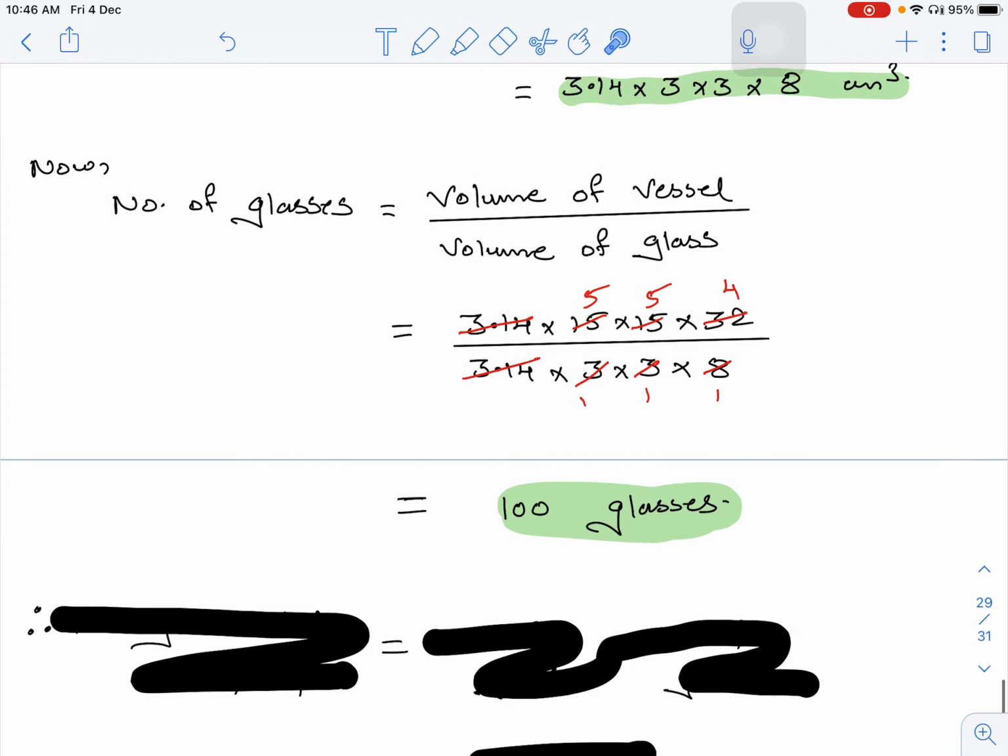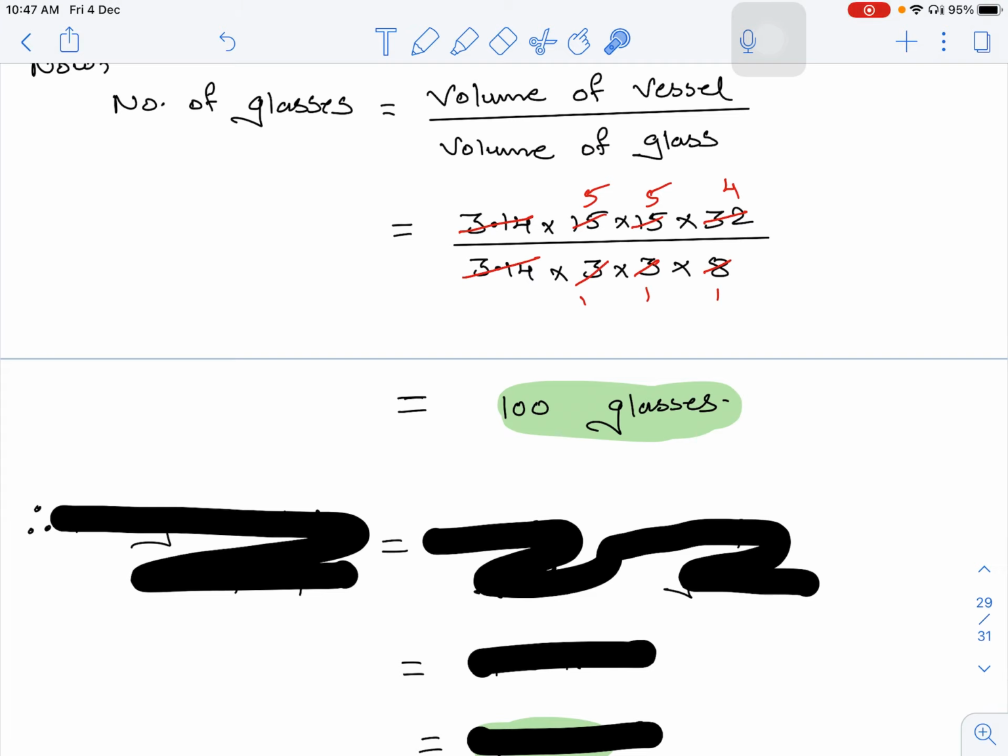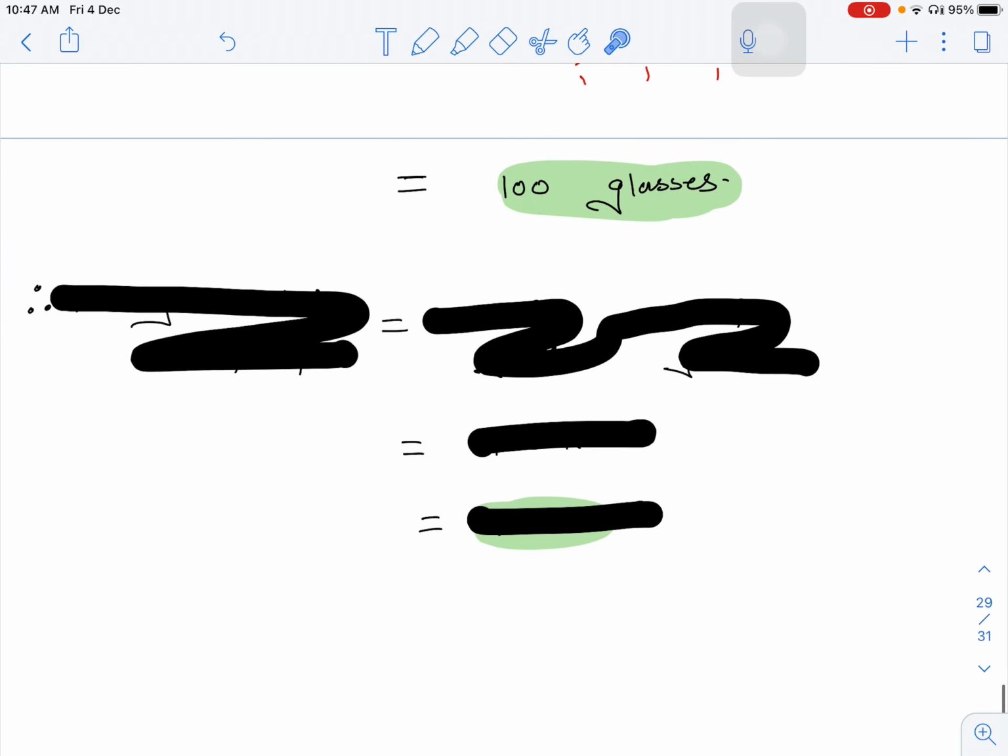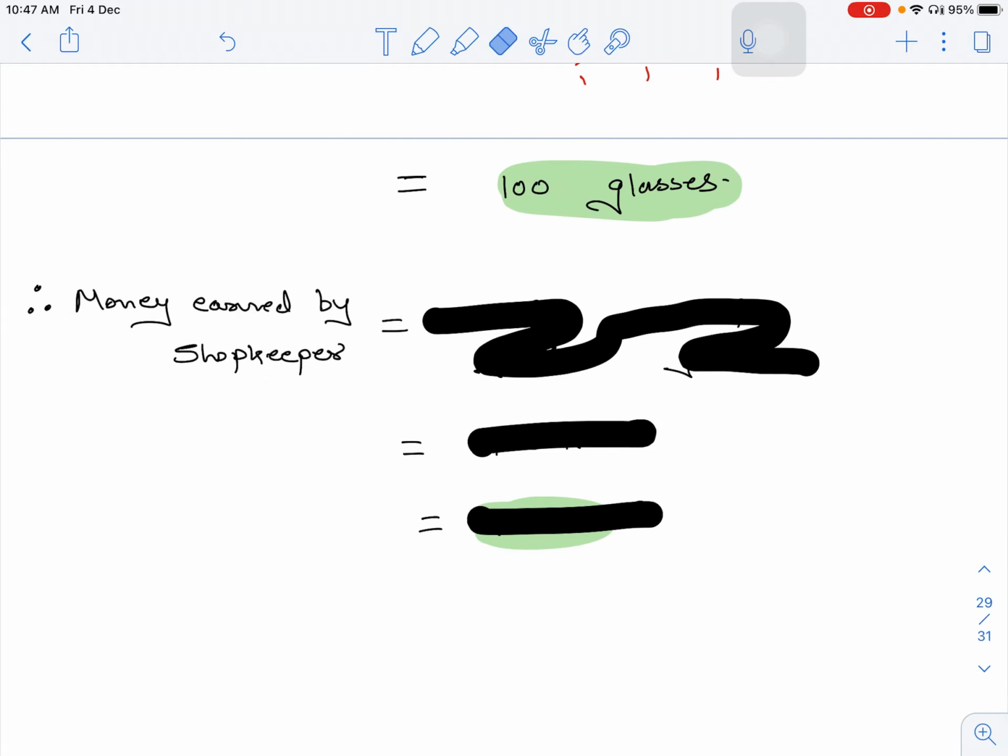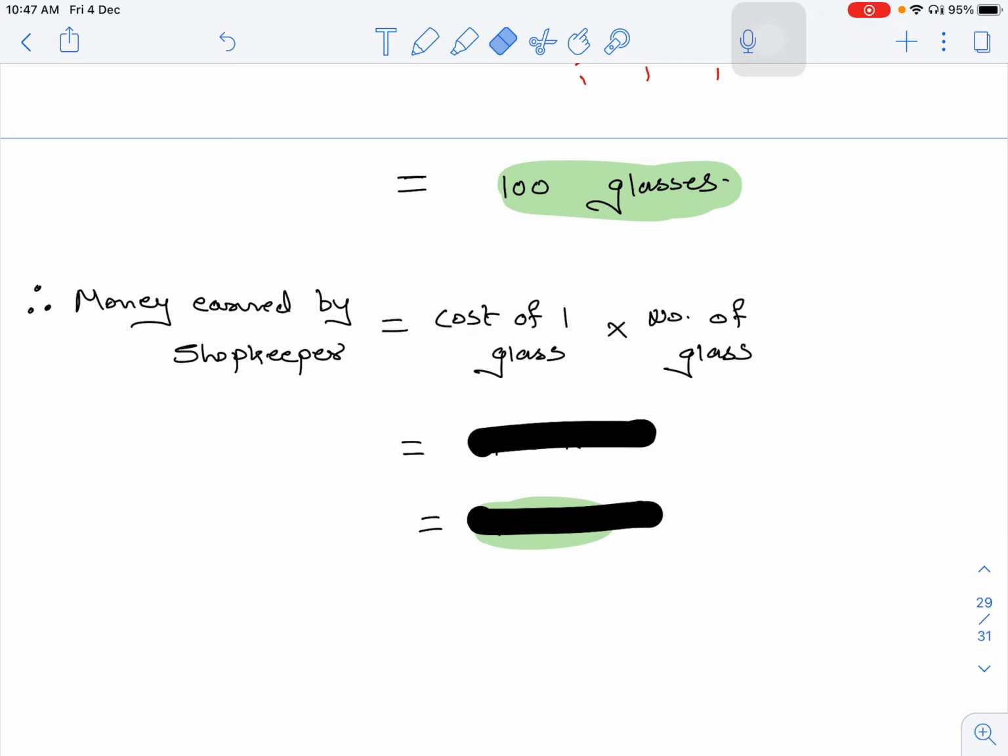Now this is the number of glasses the stall keeper is selling. Now we have to find how much he is earning, if one glass is sold at 3 rupees. So money earned by the shopkeeper equals cost of one glass into number of glasses. What is the cost of one glass? It is 3 rupees, and number of glasses is 100. So our answer will be 100 into 3 equals 300 rupees.